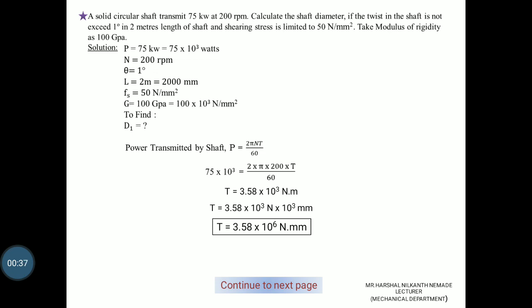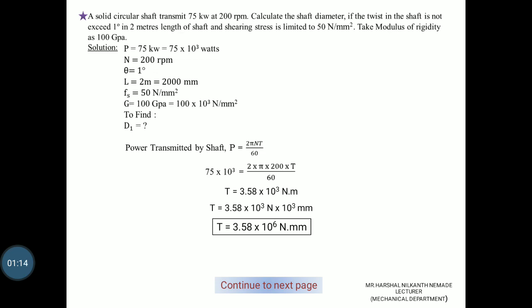P is given 75 kilowatt. Multiplying by 10 to the 3, it will convert to watts. N is equal to 200 rpm. Theta is equal to 1 degree. Capital L is equal to 2 meter. Converting meter to mm by 10 to the 3, it will be 2000 mm. Shear stress Fs is equal to 50 Newton per mm square and modulus of rigidity capital G is equal to 100 GPa. Multiplying by 10 to the 3, it will be in Newton per mm square. To find diameter, D1 is equal to how much?